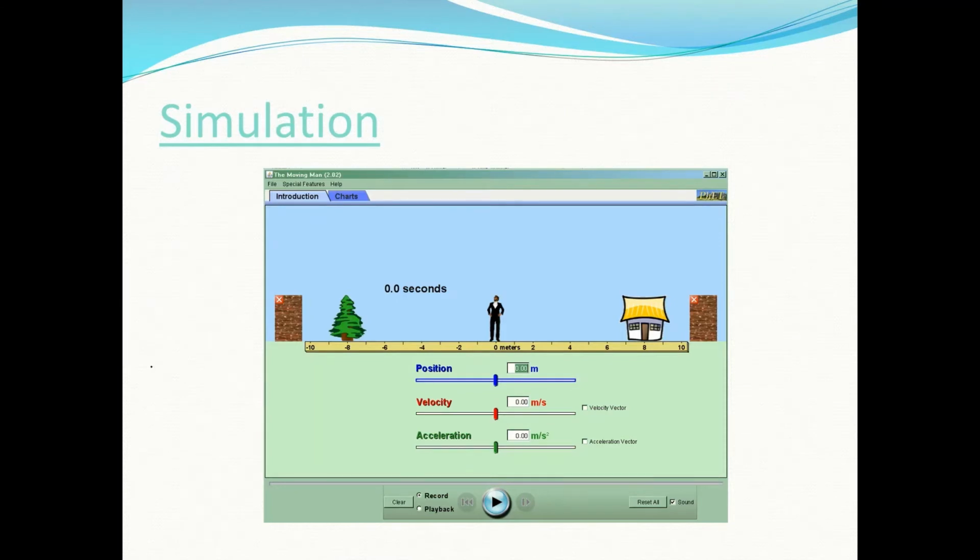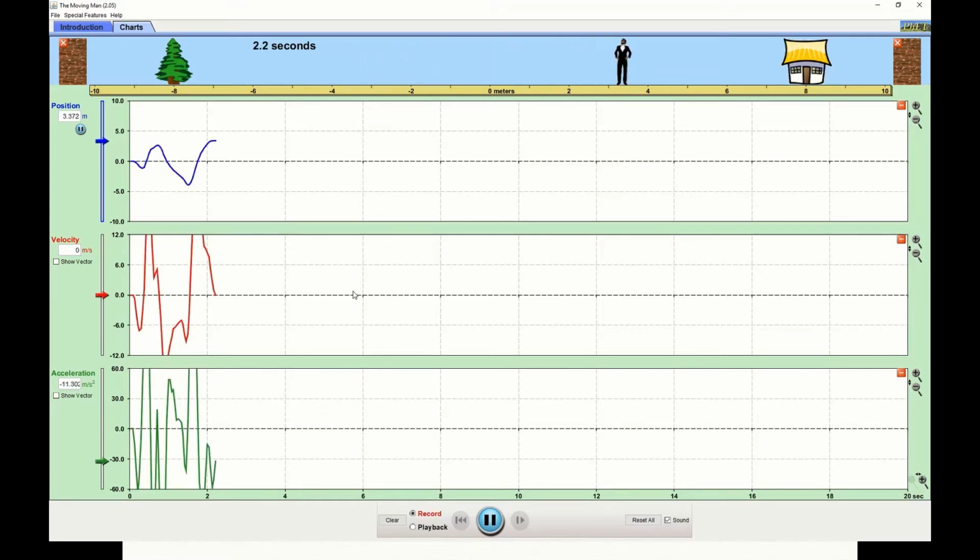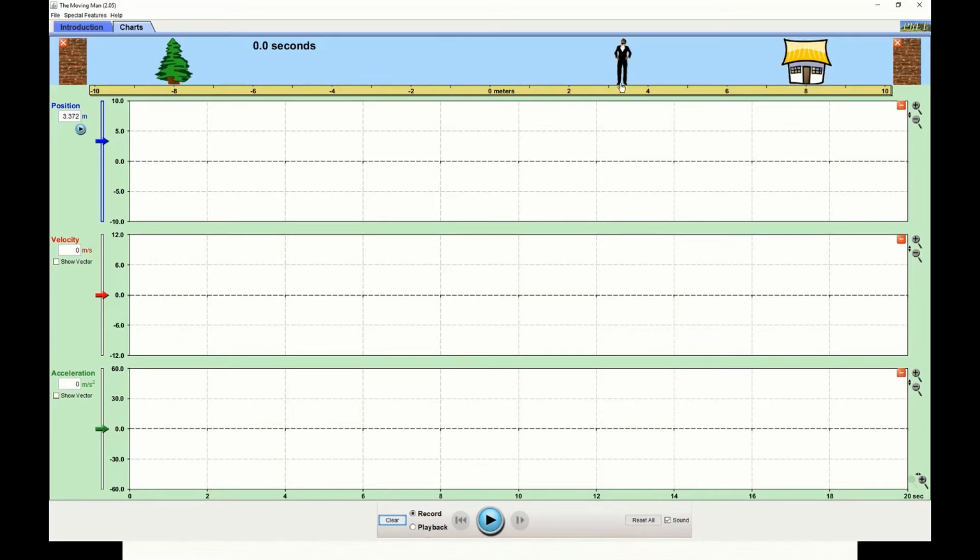So remember our moving man simulation. We're going to try them out again, and we're going to use them again. So I'm going to do these as board questions. So with this moving man, what I can do is not only can I make it move, but it'll also graph out what's going on here. So I'm going to do some motions. I'm going to start them off over here.